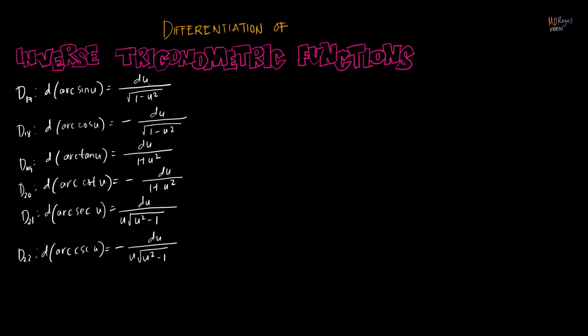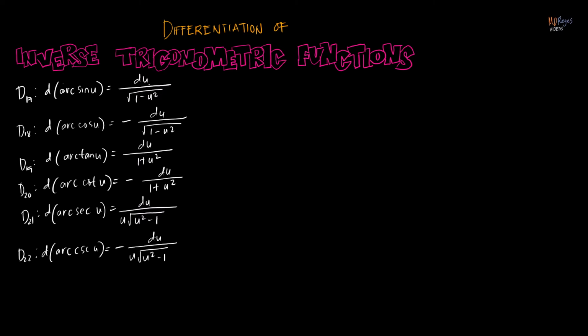So D17 is for the derivative of arc sine of u, or the inverse sine of u. You can also write arc sine of u in this form. I chose to use the notation arc sine so that you will not be confused with this superscript -1. It's not the same as an exponent. So that's the inverse function for sine.